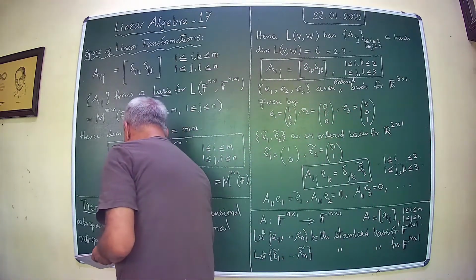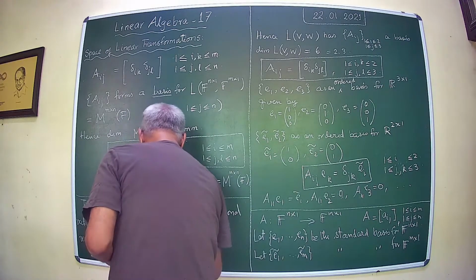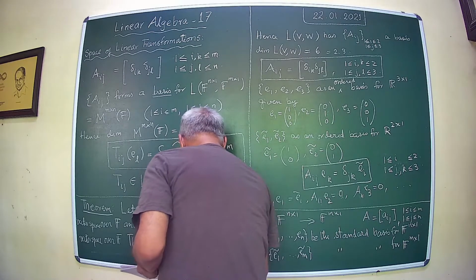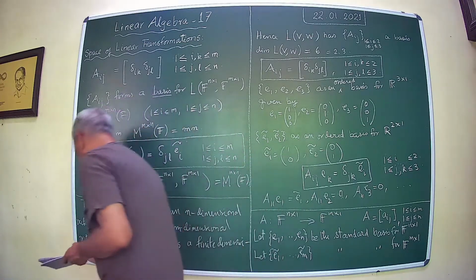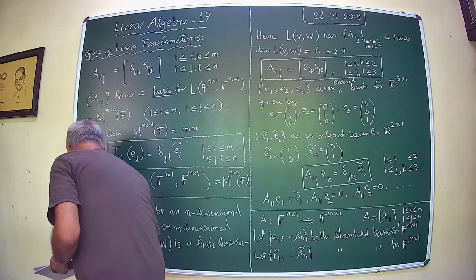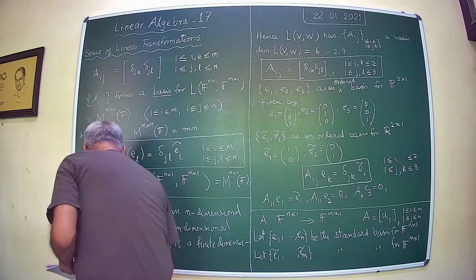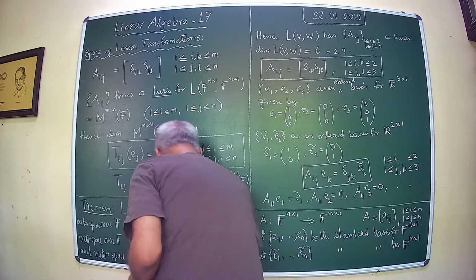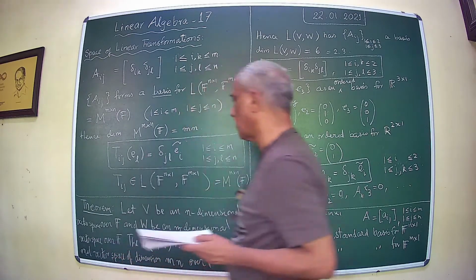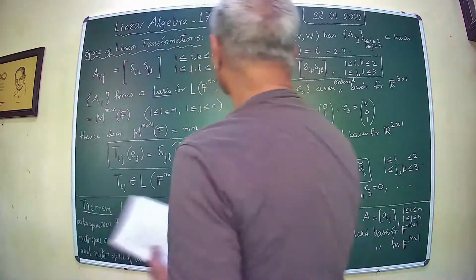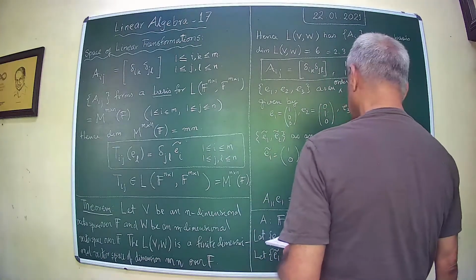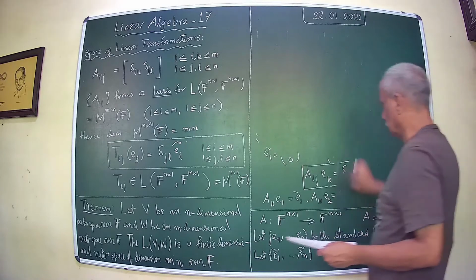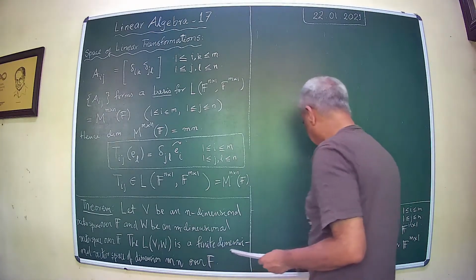Then L(V, W) is a finite dimensional vector space of dimension mn. This is the main theorem. Okay, let us see how we construct the proof of this. We can make use of this idea. So the purpose of our exploration was to fix the notation.